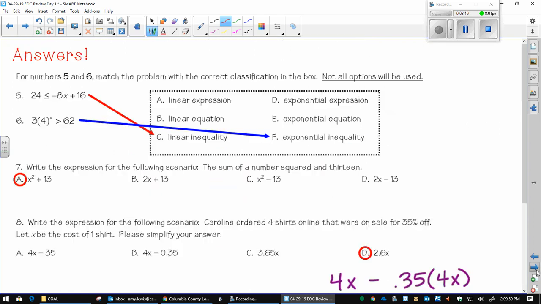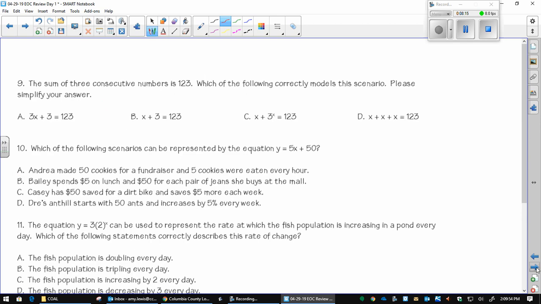Okay, let's take a look at number 9. Number 9 is, we've done a lot of these problems in the past. The sum of 3 consecutive numbers is 123. So consecutive numbers, remember, are ones that come right after another. So 4, 5, 6 are consecutive, 17, 18, 19 are consecutive, but we don't have any idea where we're going to start. So we're going to give the first number, call it x.